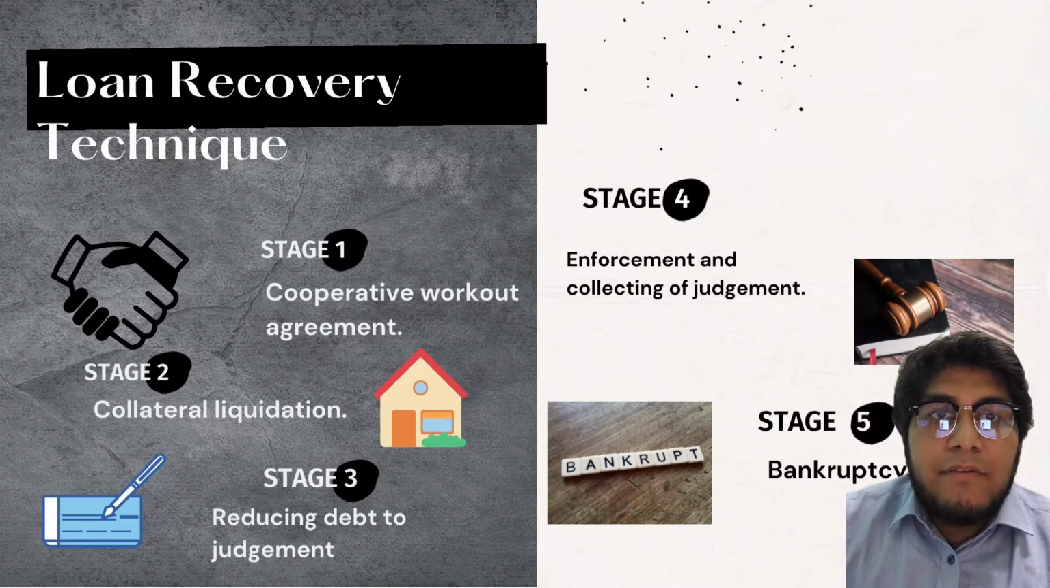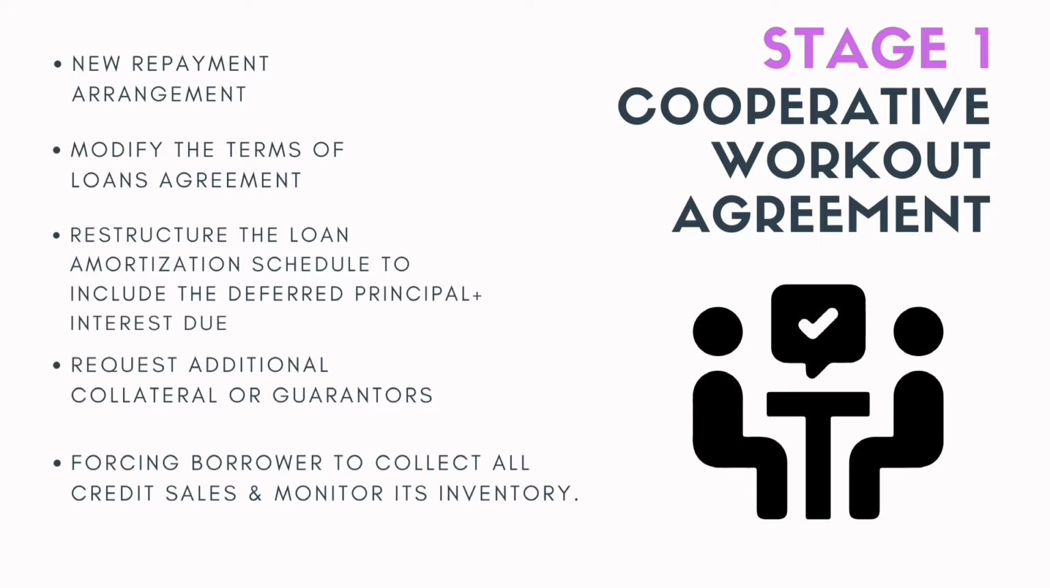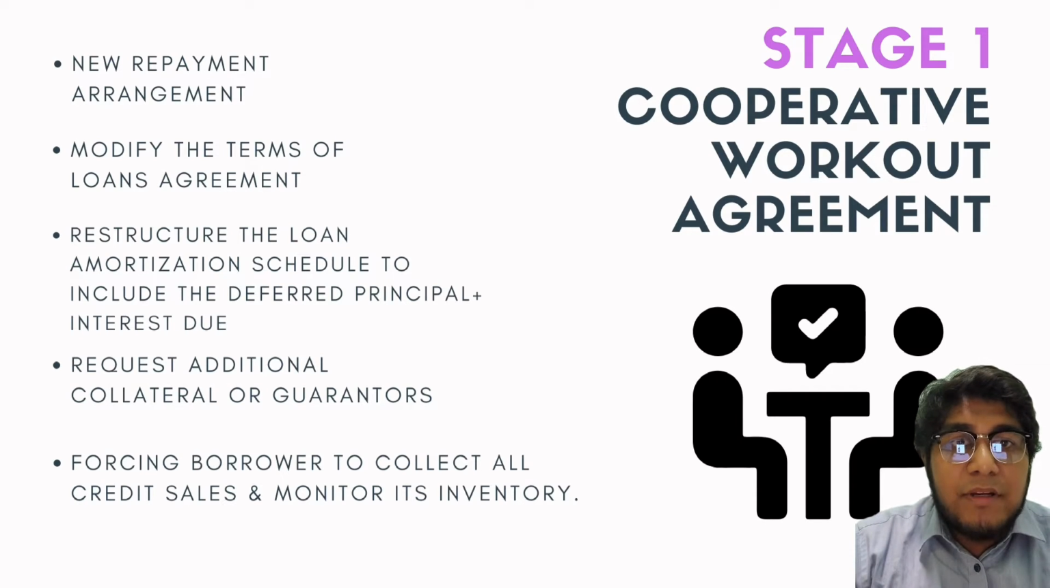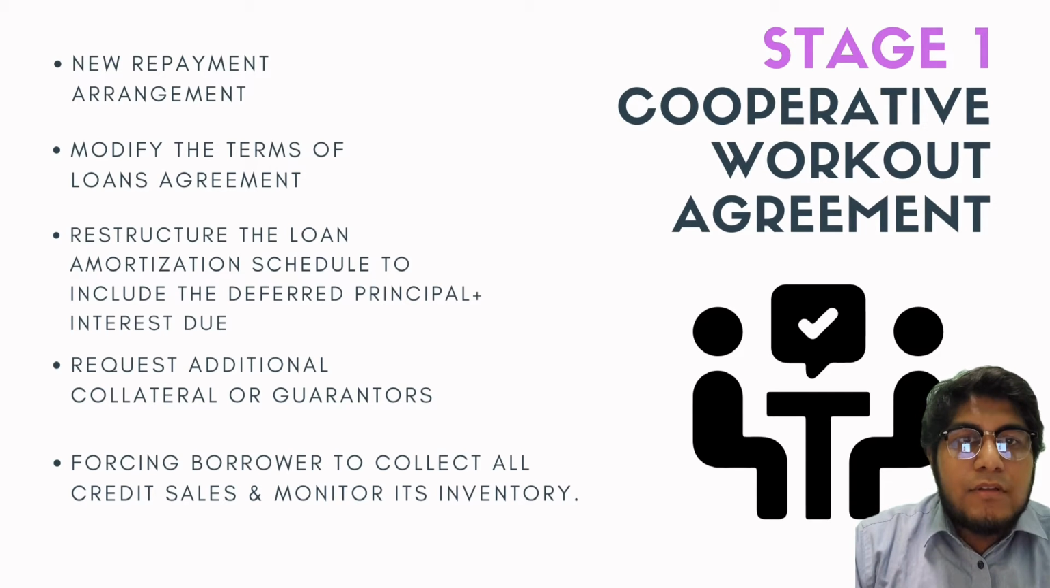There are 5 different stages that we can follow to recover the loan. The first stage is a cooperative workout agreement. At this stage, the lender can make a new repayment arrangement that fits the borrower's situation in making payment. Next, the lender may also modify the terms of the loan by lengthening the duration of the agreement so the borrower has time to make payment.